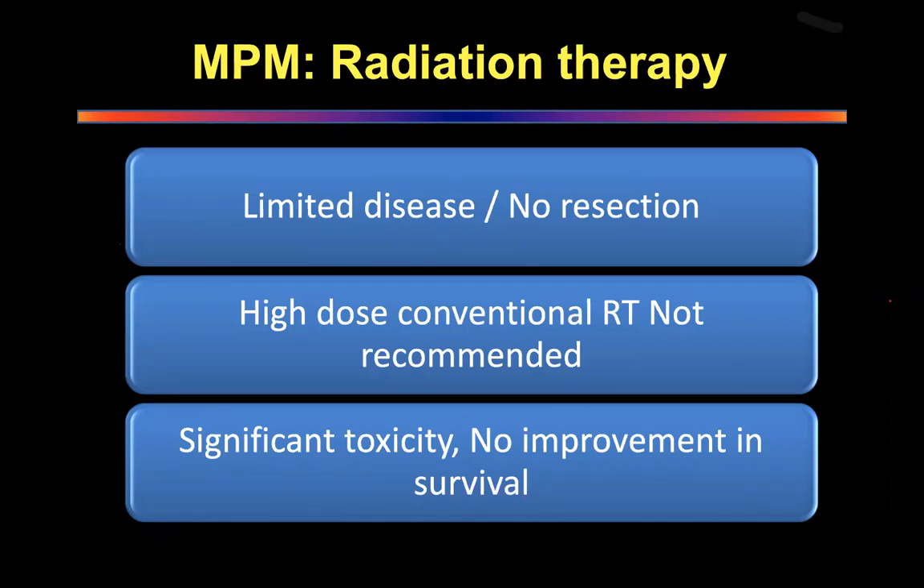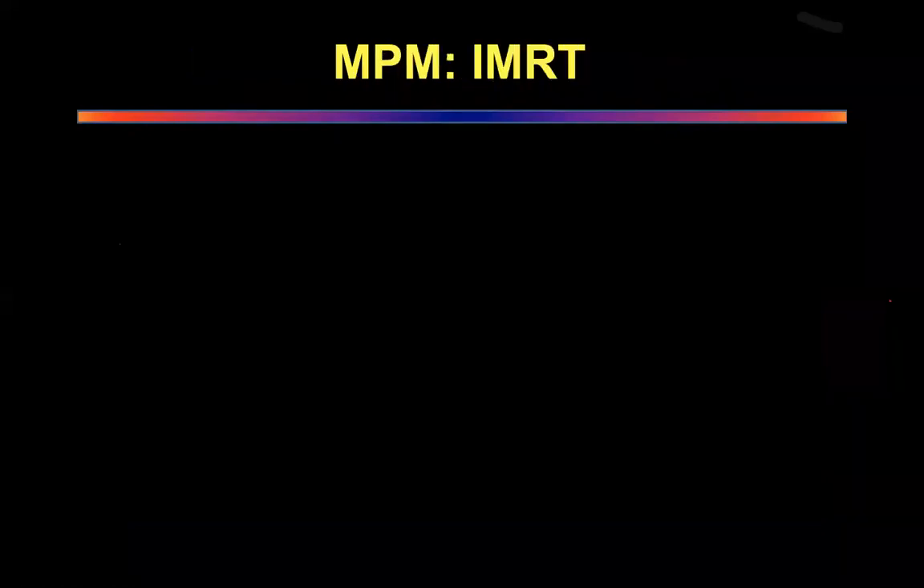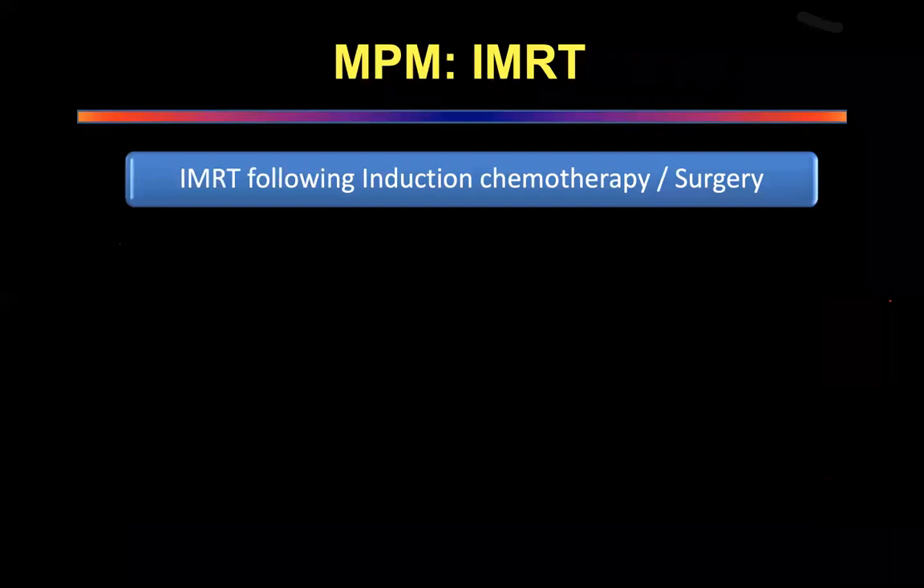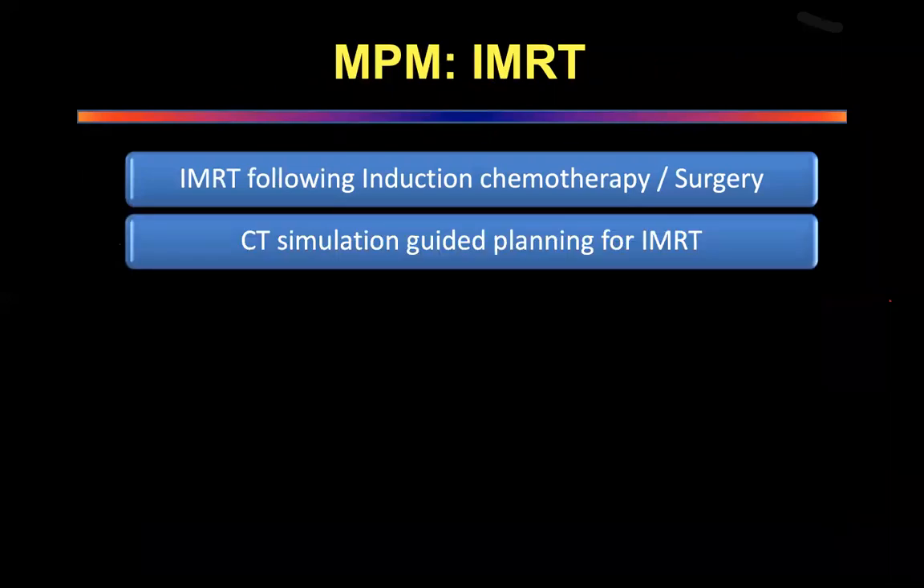So remember, very often the radiation oncologists will try to push their way and try to give that. It is not supported in the NCCN guidelines. So do not allow them to give radiotherapy to localized disease. The radiotherapy can be used in the form of IMRT.